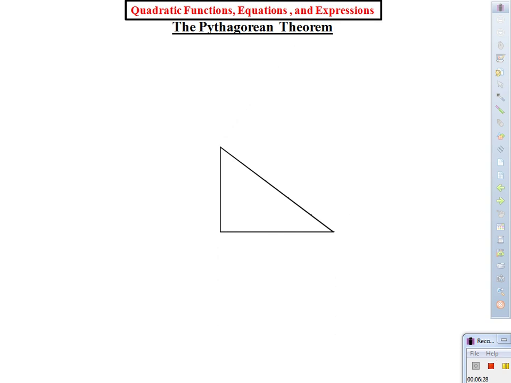Eventually they caught up to Pythagoras. He was executed, but his mathematics continued on.